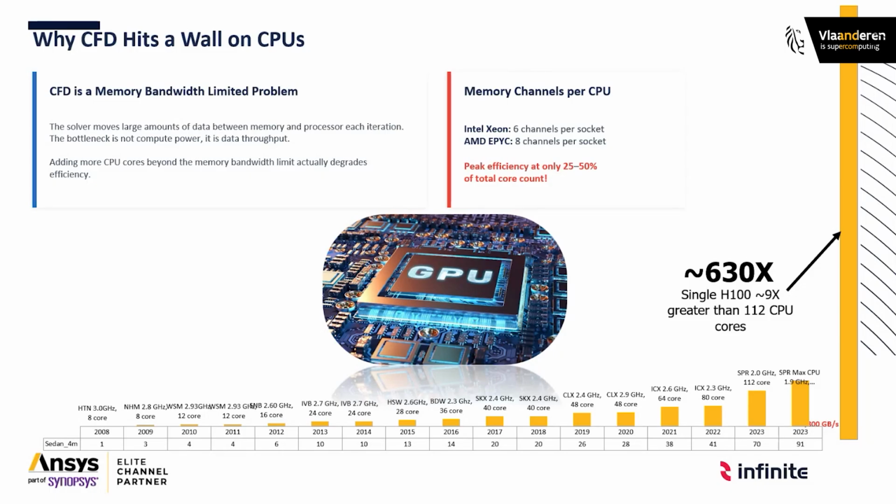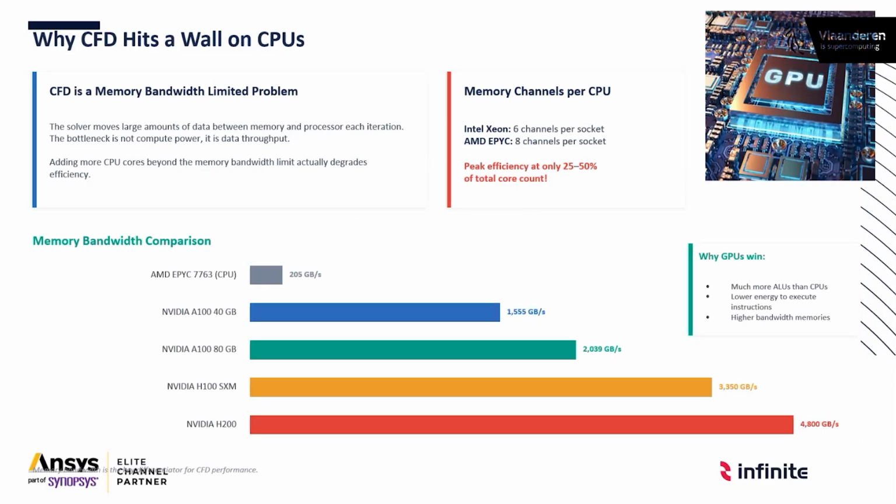For example, if you look at the AMD EPYC used on the Hortense, it has 8 channels per socket, but actually to achieve optimal performance, we can just use 25 to 50% of the total cores of that CPU. If you then introduce a GPU in this topic, then we see that we can drastically increase this performance. But why is that? That's really due to the drastically increased memory bandwidth compared to the CPU.